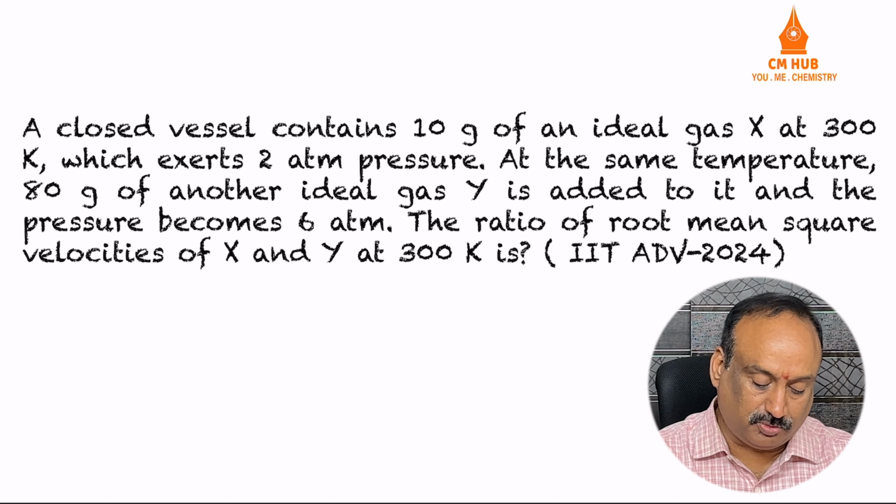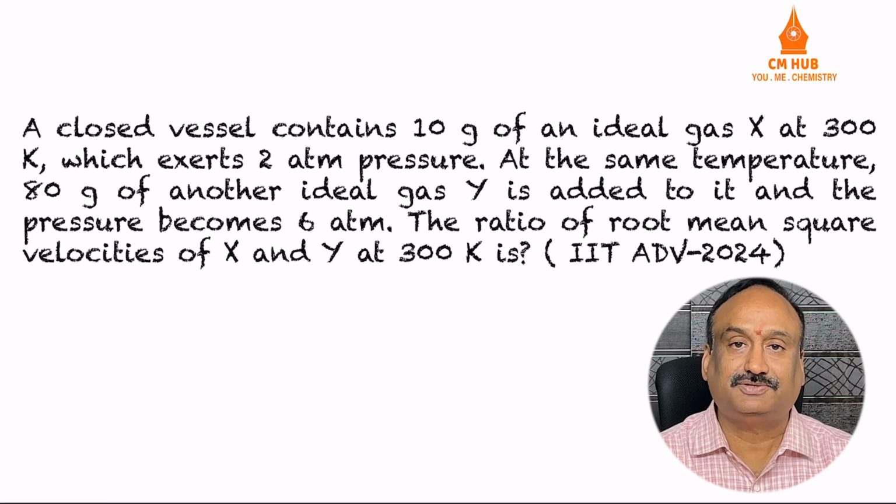A closed vessel contains 10 grams of an ideal gas X at 300 Kelvin, which exerts 2 atmosphere pressure. At the same temperature, 80 grams of another ideal gas Y is added to it and the pressure becomes 6 atmospheres. The ratio of root mean square velocities of X and Y at 300 Kelvin is.